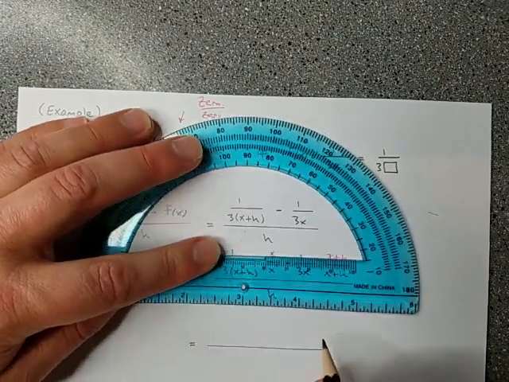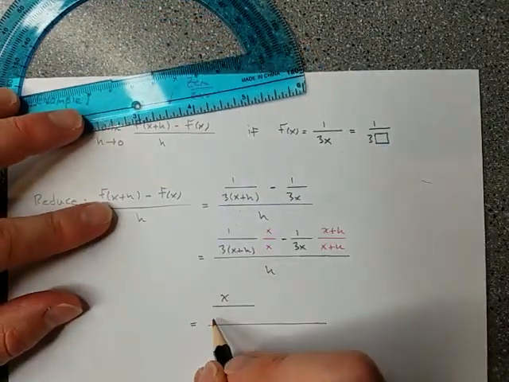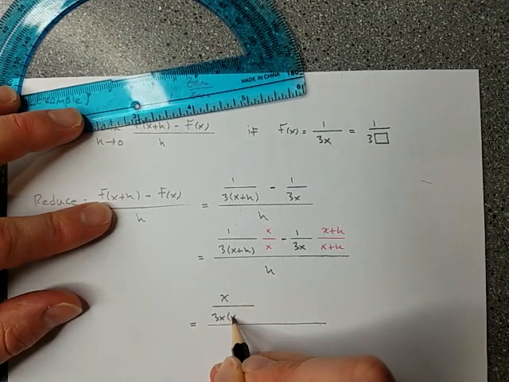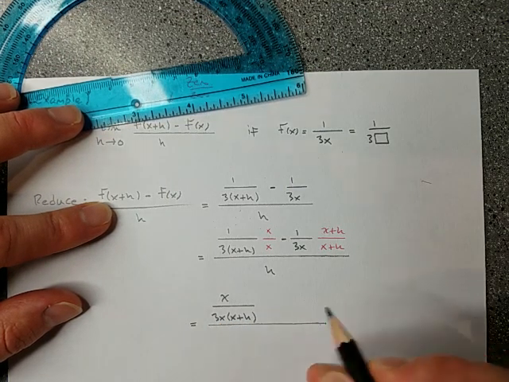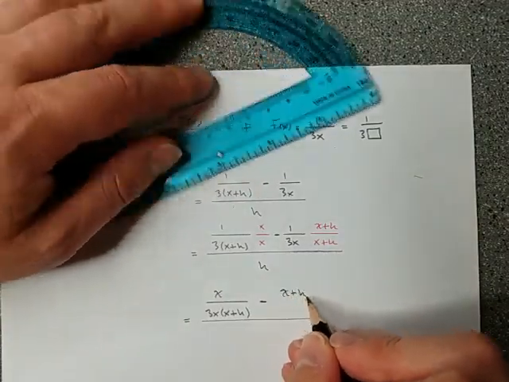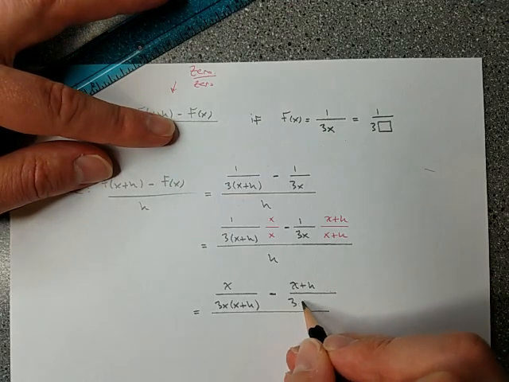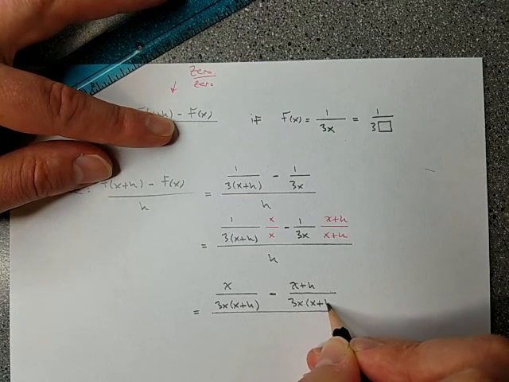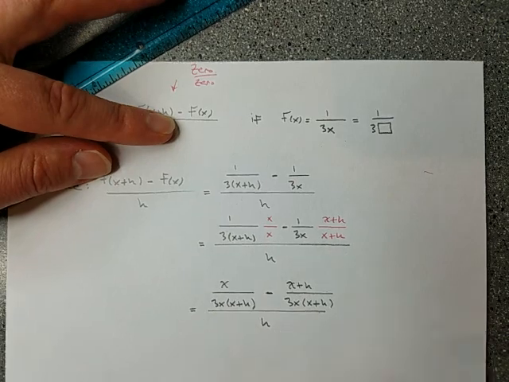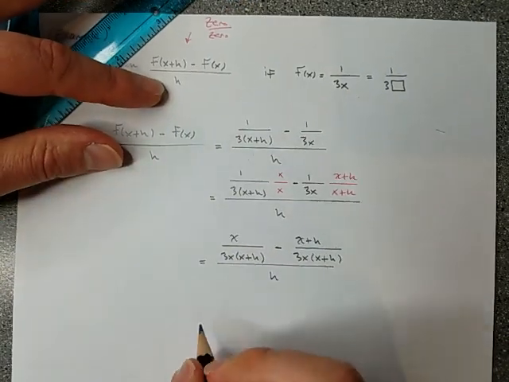I'll get x over 3x, x plus h, minus x plus h over the same thing. That was the point of getting a common denominator, that they would be in fact the same. So I'll get like that. And then I'll subtract these. What's that going to look like if I do that?